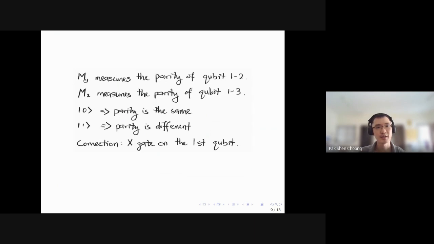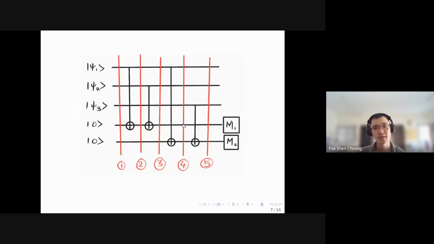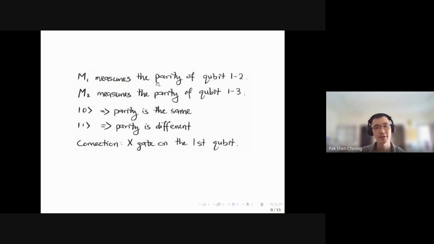So M1 over here basically measures the parity of the first two qubits, and then M2 will measure the parity of the first and the third qubit. So if you get zero, then the parity is the same, meaning that both are zero or both are one. So there's no error basically. If it is one, then the parity will be different.